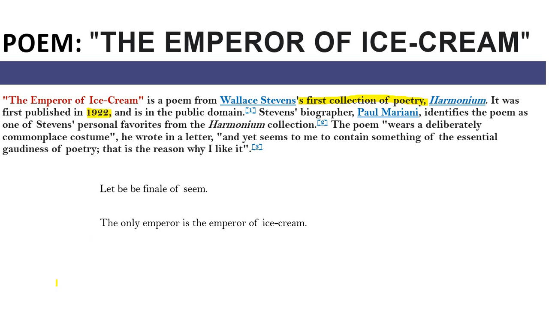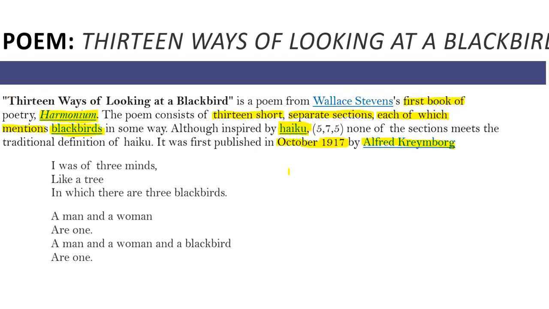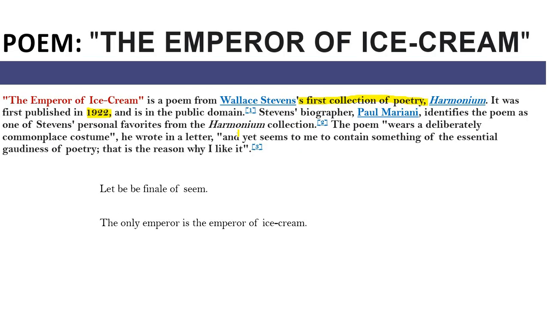1922. अब अगर हम बात करें इसके पहले वाली स्लाइड में, तो यहाँ पर हमने देखा कि it was first published in 1917 by Alfred Kreymborg. अब जाहिर सी बात है, Thirteen Ways of Looking at a Blackbird is published in 1917, and the last one, The Emperor of Ice Cream, is published in 1922. So this is the later one in the same collection of the poem. And what is there in this poem?